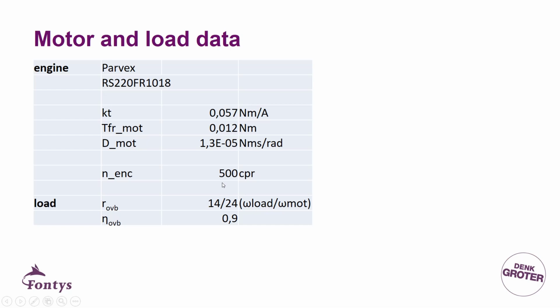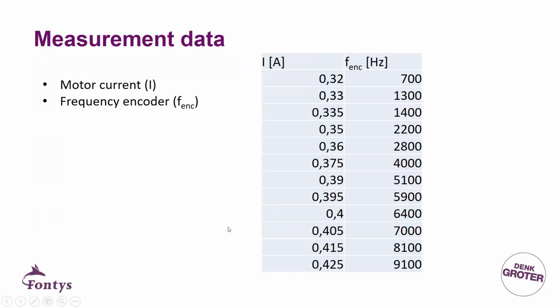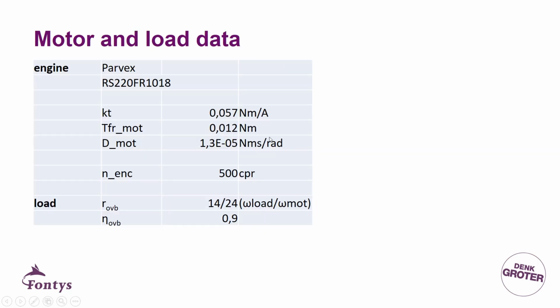The load is driven by a transmission belt, and that transmission belt has a transmission ratio, the ROVB, which is equal to 14/24, which is defined as omega load divided by omega motor. So it's a reduction. And the transmission has an efficiency which is equal to 0.9. So now we have the measurement points over here. We have the data of the motor and of the transmission.